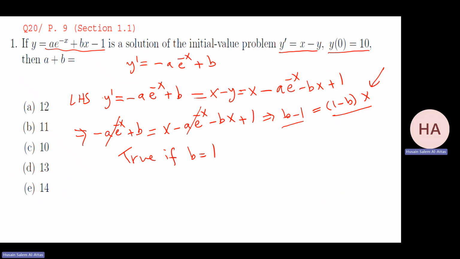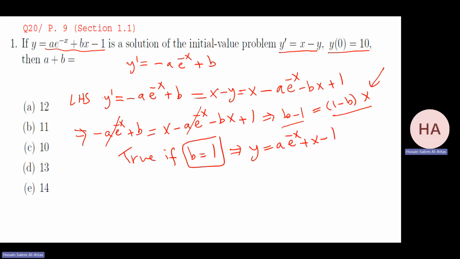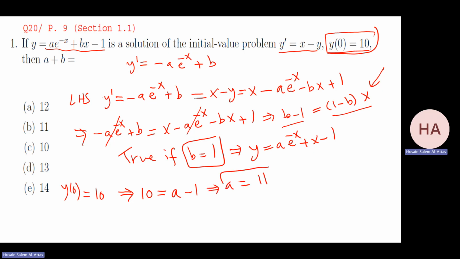Okay, so we're getting b equals 1. So my y is a minus x plus x minus 1. Now I need to find a through this condition. So I have y at 0 equals 10. Substitute, that implies 10 equals a minus 1. So a will be what? 11. That means a plus b will be 12, which is this.